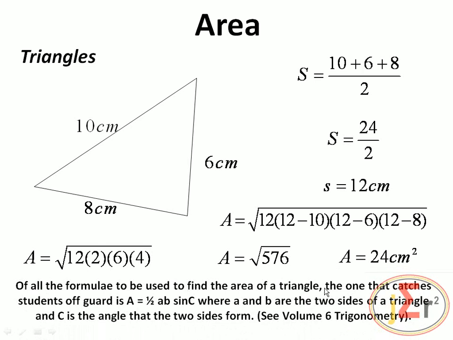Of all of the formulae to be used to find the area of a triangle, the one that catches students off guard is A is equal to a half AB sine C. That is the one that we use to establish the sine rule, where A and B are the two sides of a triangle and C is the angle that the two sides form. And of course, for information, we may consult volume 6, trigonometry.